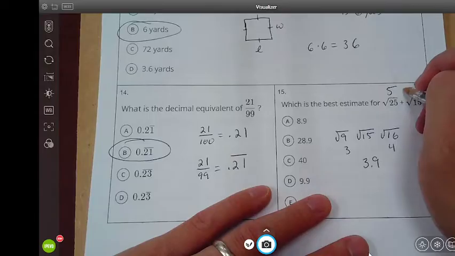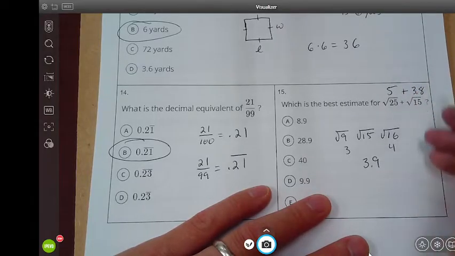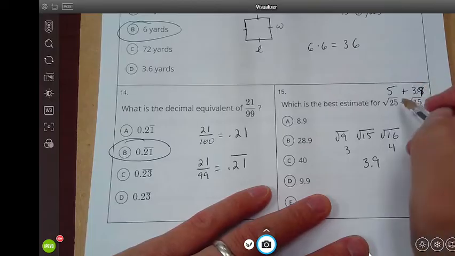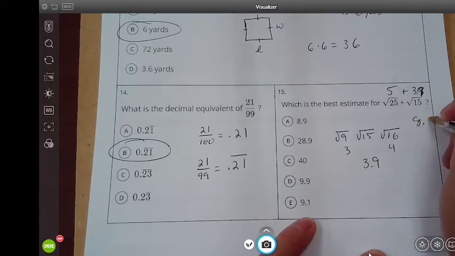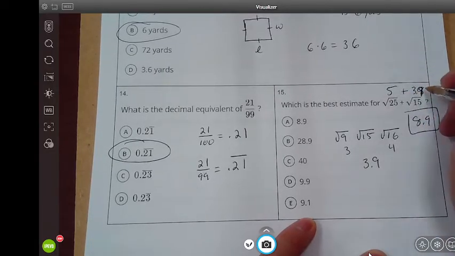So this is 5 plus 3.9. Sorry, I put in 8. All right, 5 plus 3.9, well, 5 plus 3 is 8, and then the 0.9, so it's about 8.9. 5 plus 3.9. Okay.